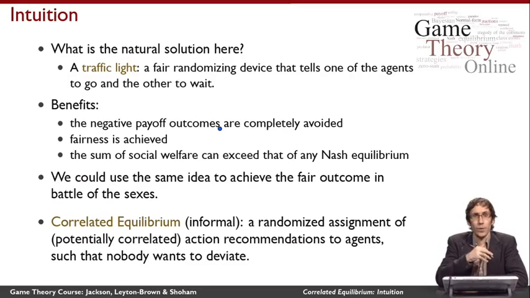So a correlated equilibrium is any such randomized assignment of these possibly correlated action recommendations that leaves nobody wanting to deviate. It's a generalization of the idea of Nash equilibrium, because if these action recommendations are not correlated at all, then we just get back to mixed strategies like we had before. So we can capture any Nash equilibrium this way. But we can also get new things like we've just seen. So it's this strict weakening of the concept of Nash equilibrium. It includes more things. And it can get us these kinds of nice, fair outcomes.